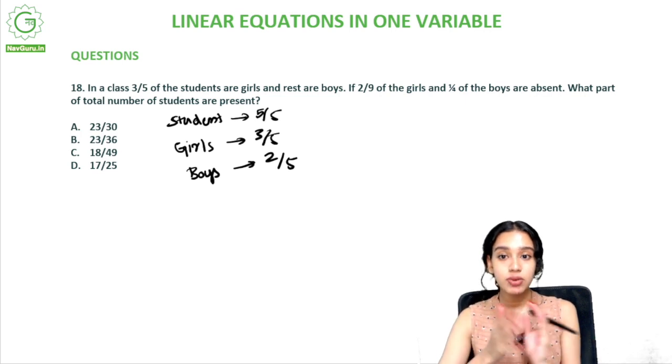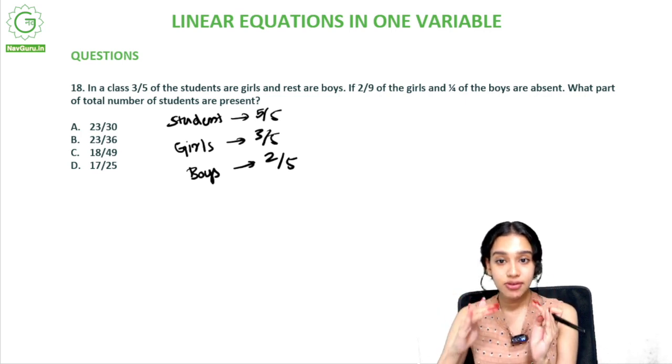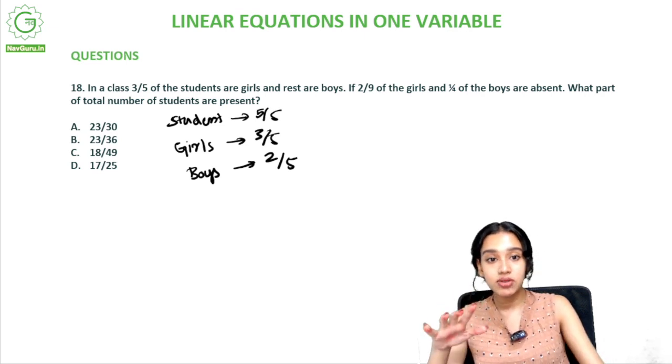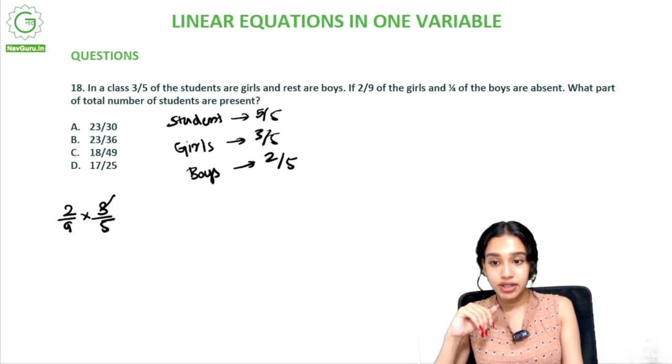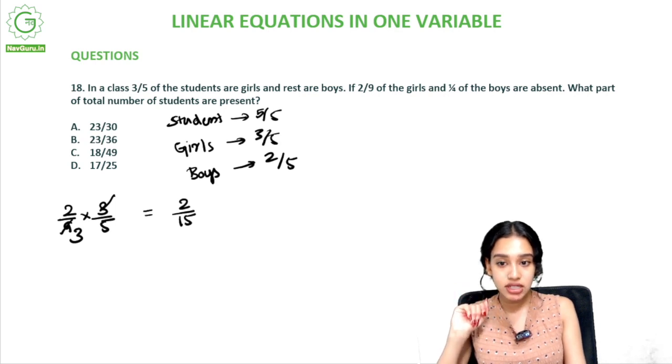Now, what is the question here? In a class, 3/5 of the students are girls and the rest are boys. If 2 by 9th of the girls are absent, right? So what is 2 by 9 of 3 by 5? 2 by 9 of 3 by 5, we could cancel these 3 and 3 out. So we get 2 by 15. 2 by 15 of the girls is absent.